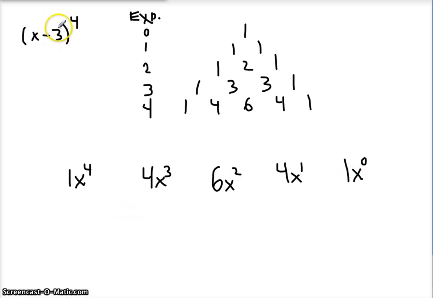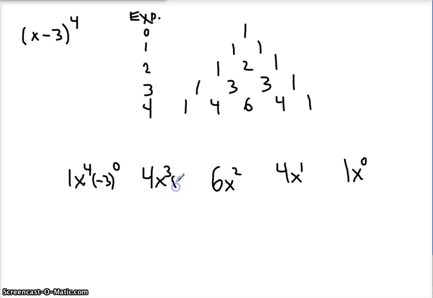Now I'm going to take my second term here. This is negative 3, right? We have a negative sign here. We have to include that. We have to include that operation there. So it's a negative 3. And I'm going to write right here next to the 1 and the x to the 4, negative 3. But instead of going down with my exponents like I did here, I'm instead going to go up. So I'm going to start at 0. And then I'm going to work my way up to 4 as I move across.